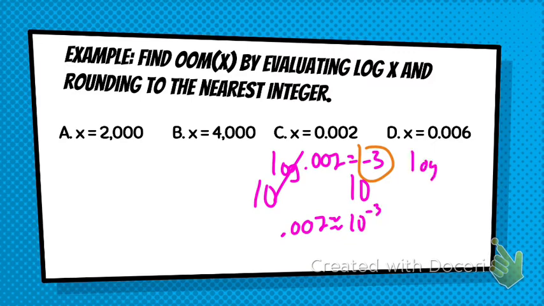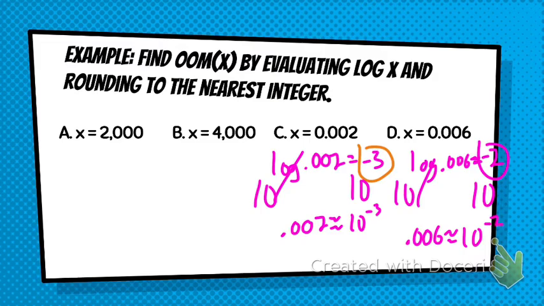Here we have the log of 0.006, which is about negative 2. So our order of magnitude is negative 2. So therefore I can say 0.006 is approximately equal to 10 to the negative 2 power.